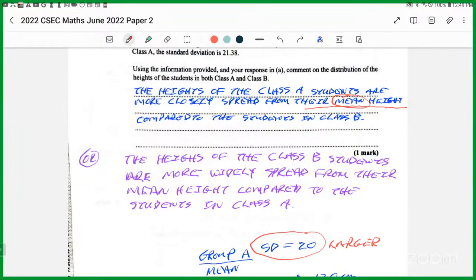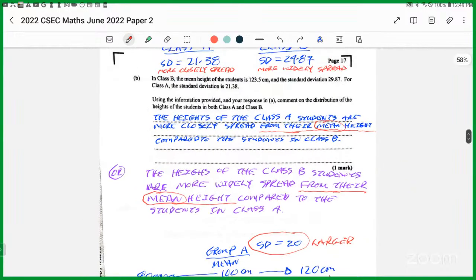From their mean height, you have to mention the mean height. The spread is from the mean height. I have to put that in there, otherwise you're not going to get the mark. You're not going to get the mark if you don't put that. If it's 1 mark, do it properly, ensure that you get the mark. Good at that?